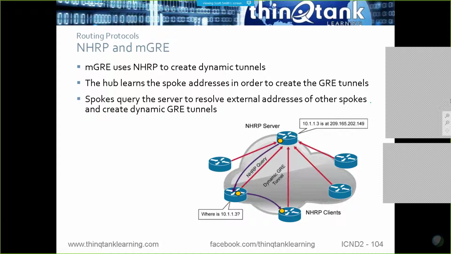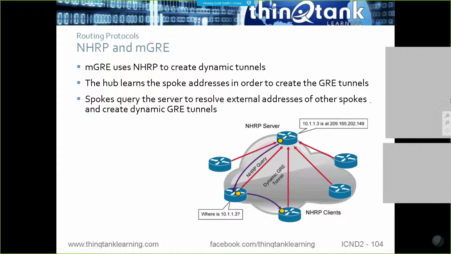Now, what if one spoke needs to send traffic to another spoke? Traditionally, all of that traffic would have to go through the hub and then be sent back down from the hub to the other spoke. But with multipoint GRE, that's not necessary. We use NHRP to create dynamic tunnels from spoke to spoke.